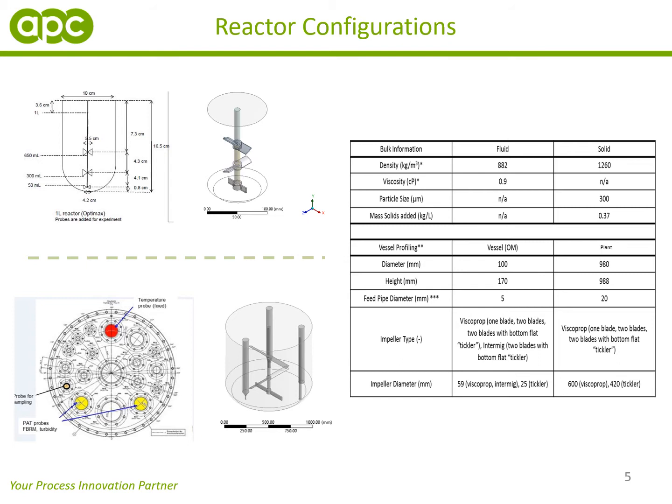There was FBRM, focus beam reflectance measurement, PVM, particle video microscopy, and IR, so infrared, for measuring changes in the liquid phase concentration. What's given in the table on the right is some of the information on the solid and fluid properties, with information on the impeller and tank diameters for the 1 liter and plant scale reactors.